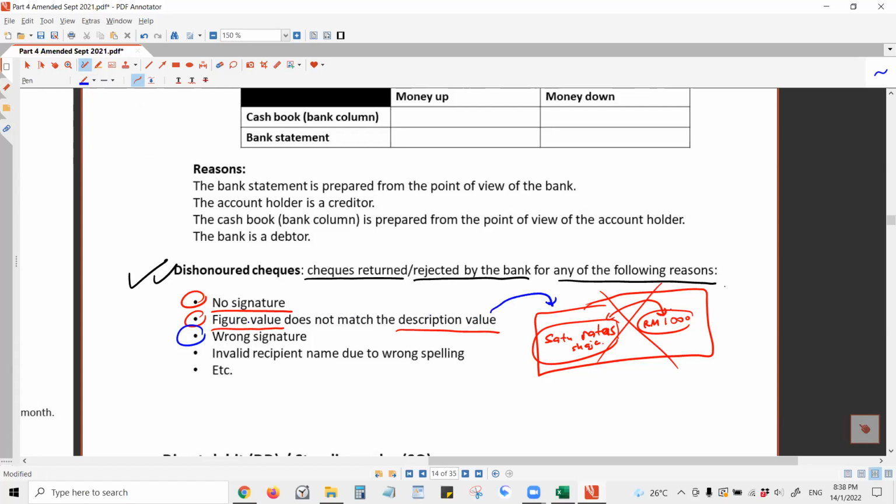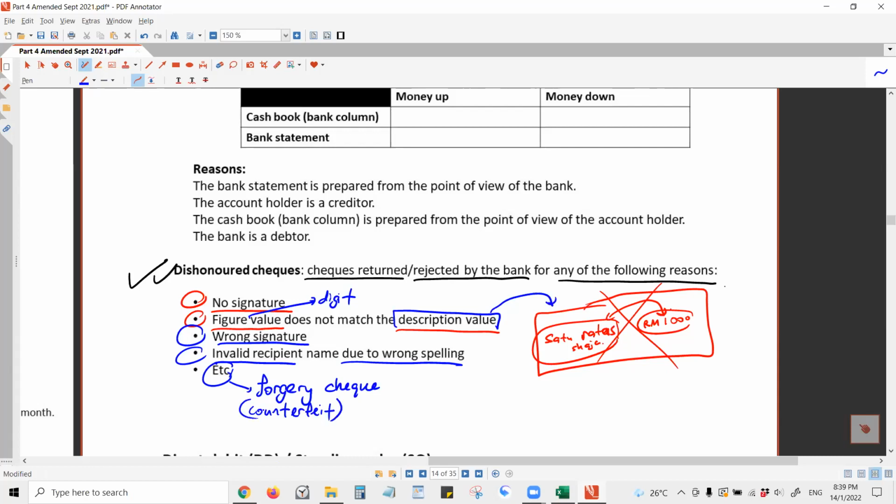Figure value, also known as digit. Digit values do not match the description value. Wrong signature, possible. Invalid recipient due to wrong spelling, possible, etc. Let's write down one more: forgery check. Forgery means fake, or you call it counterfeit check. You could get into serious problems if you have a check like this. So these are the possible situations in which the bank would reject a check.